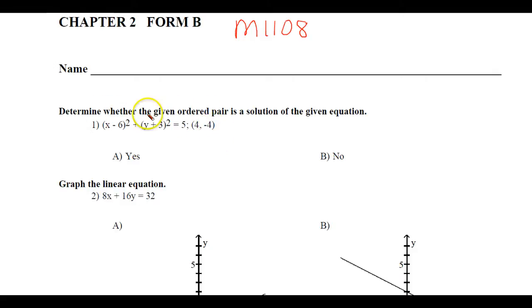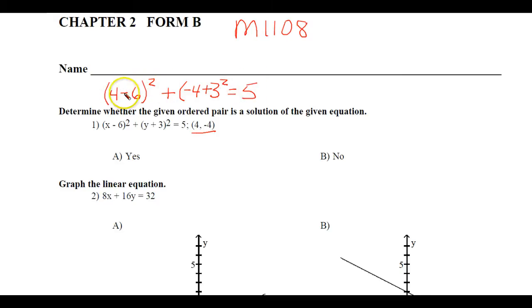So here it's to determine whether an ordered pair is a solution to the given equation. So what do you do? Well, you substitute for x the 4, so this would be (4 minus 6) squared plus (negative 4 plus 3) squared equals 5.